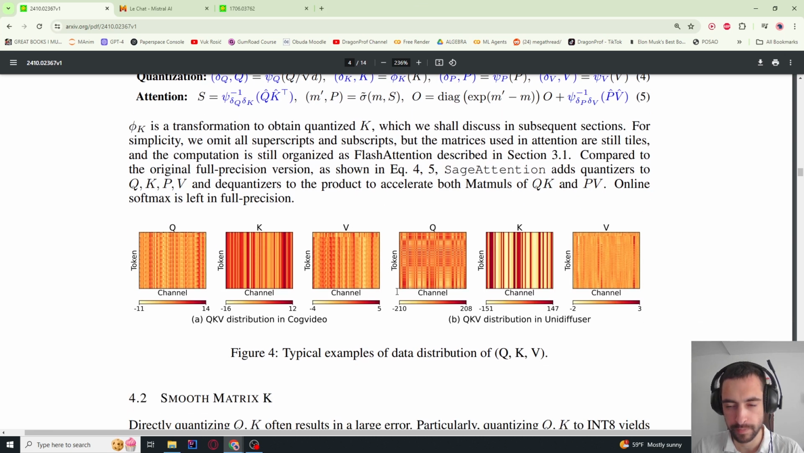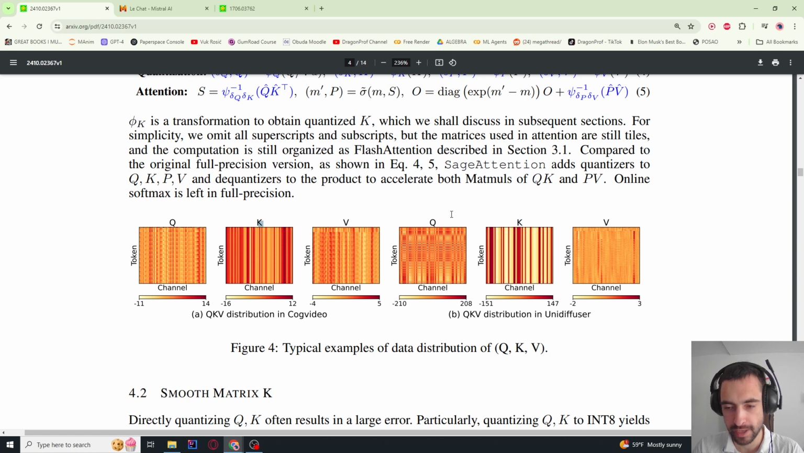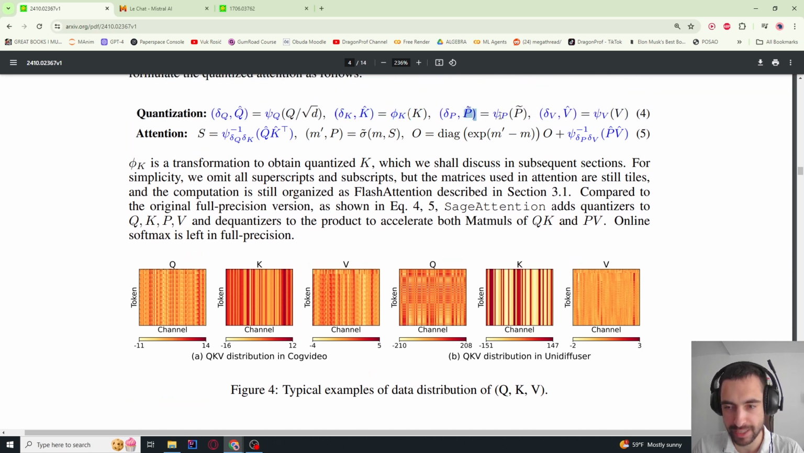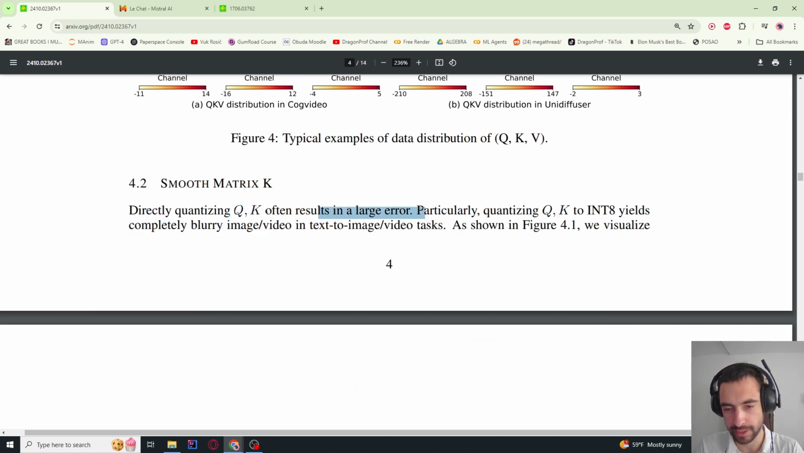Here you can see below what's very important is this K matrix. You see how K is very separated by channels. So if you directly apply 8-bit quantization here, this will make things even worse, and there will be big outliers, and the difference between these channels will be too big, and there will be big errors. So they are going to change the K matrix a bit differently. So you see that this sign is a bit different here. They're using phi, and this is psi, I think. Yeah. Directly quantizing QK often results in large error. Particularly quantizing QK to int8 yields a completely blurry image or video in text to image or video tasks.